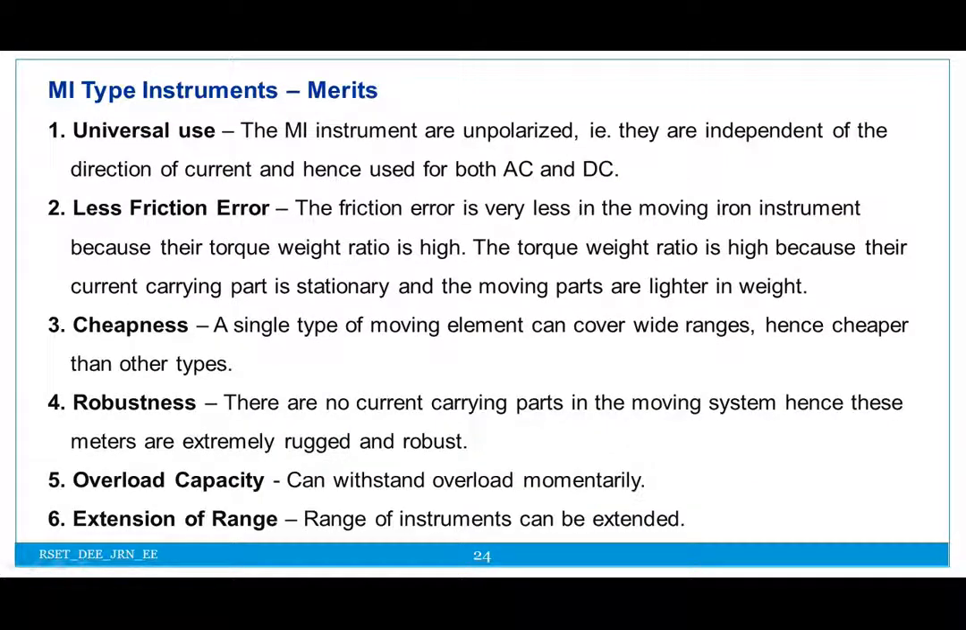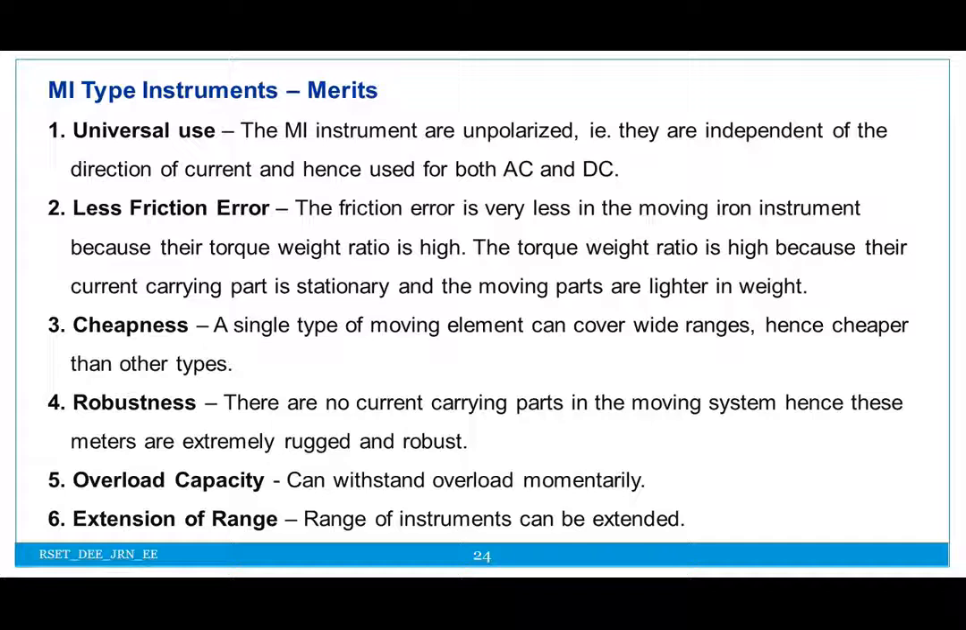Now, every instrument has got merits and demerits. First, let us see into the merits. There are 6 merits. It is universal in use because it can be used for both AC and DC. The moving iron instruments are unpolarized.